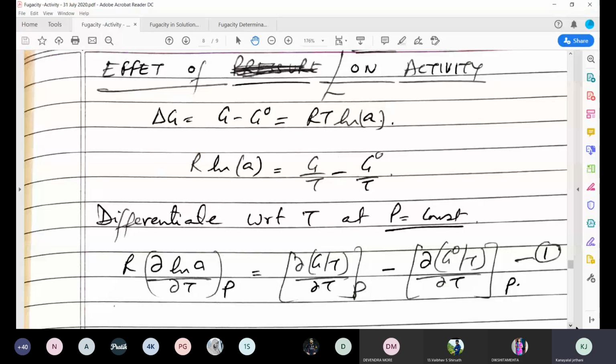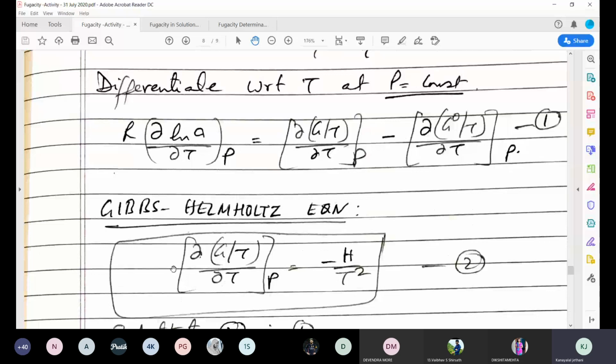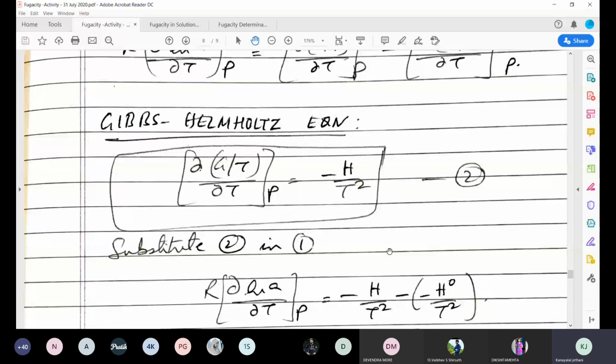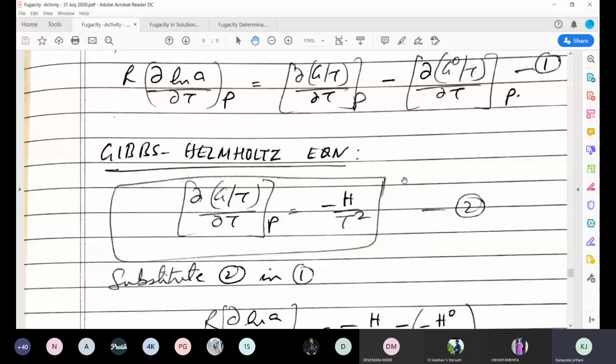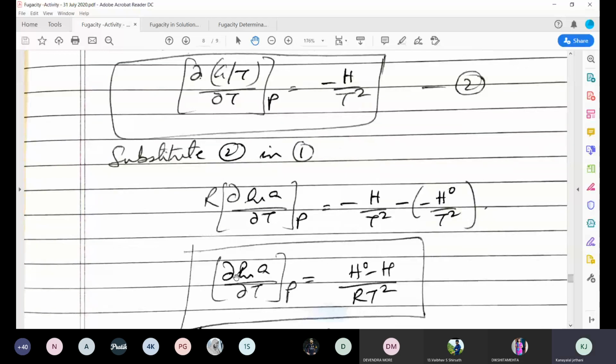And we know the Gibbs-Helmholtz equation: partial of G by T by partial T at constant pressure is equal to minus H by T square. We derived this, right? So we can directly substitute for this in equation 1. And what we'll get is R, partial ln a by partial T at constant pressure, is equal to minus H by T square for this term, and minus H0 by T square for this term. Minus of minus. What we get is partial ln a by partial T at constant pressure is equal to H0 minus H by RT square.